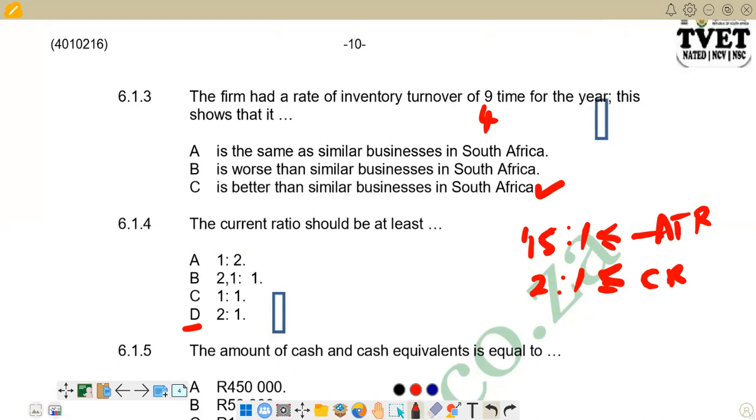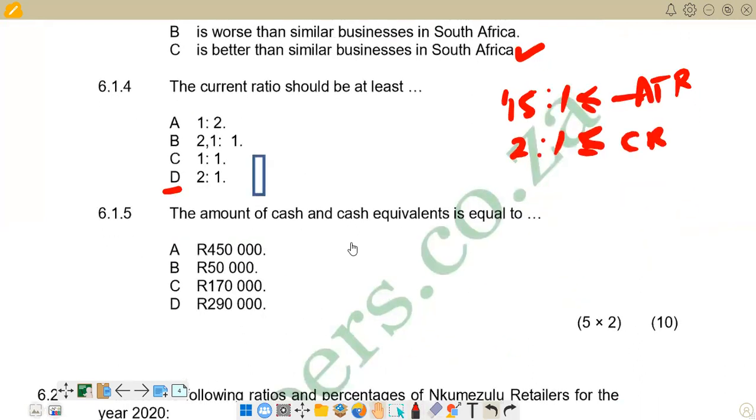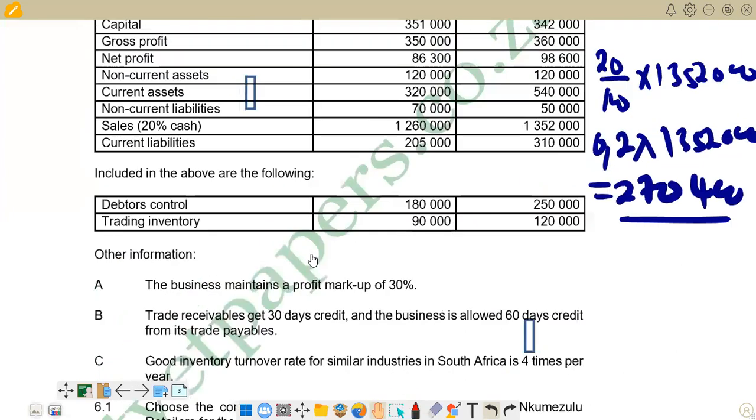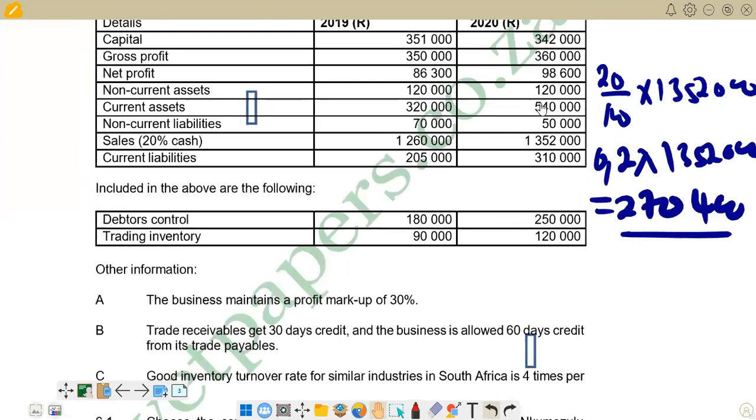Then the next one is 6.1.5. So let's see what we have. Our 6.1.5 reads: the amount of cash and cash equivalents is equal to... Cash and cash equivalents, we can go back there to see what we have. But cash and cash equivalents is in current assets, so it's inside the figure that we have for current assets.